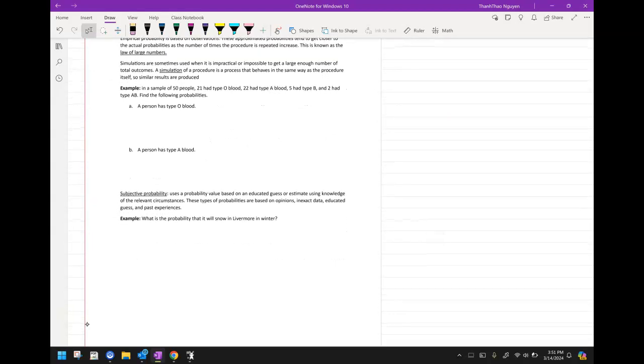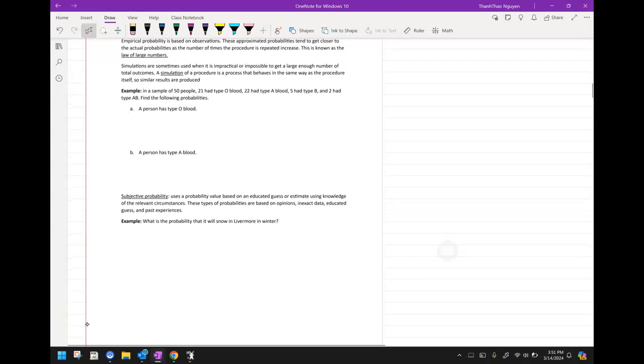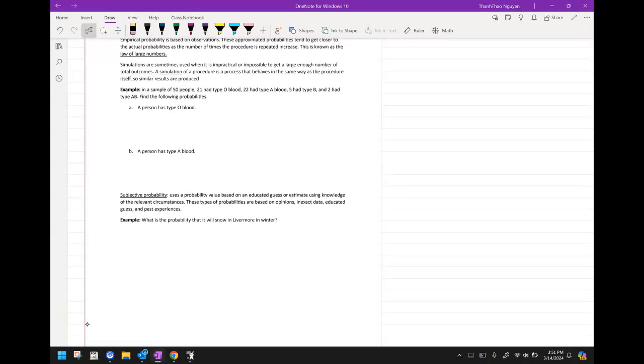Simulations are sometimes used when it is impractical or impossible to get a large enough number of total outcomes. A simulation of a procedure is a procedure that behaves in the same way as the procedure itself, so similar results are produced. In a sample of 50 people, 21 have type O blood, 22 have type A blood, 5 have type B, and 2 have type AB.